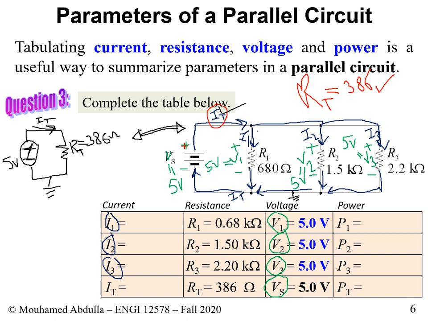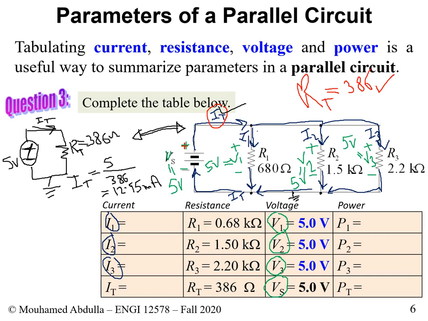So basically we just use Ohm's law. I total is equal to the voltage, 5 volts, divided by the resistance, which is 386, and we could see what we get. Let's take a calculator. 5 divided by 386 gives us roughly 13, 12.95 milliamps.